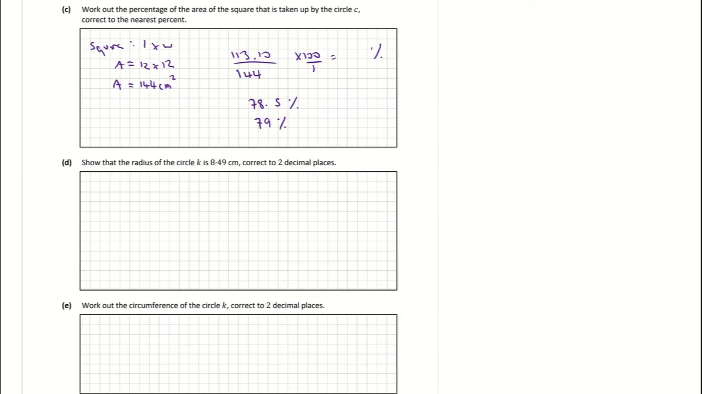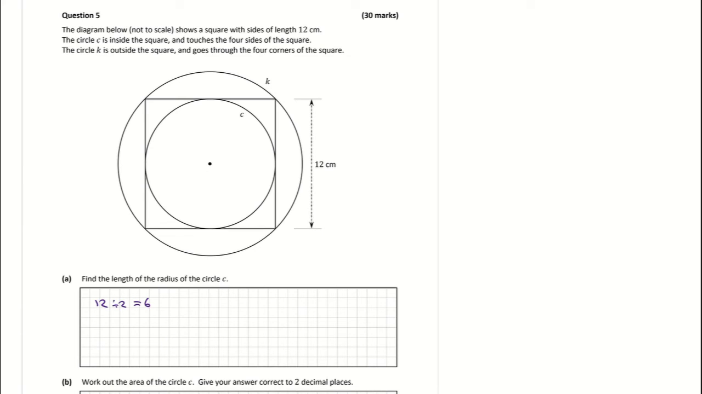Part D, show that the radius of the circle K is 8.49. So let's scroll back up to the picture here. We're looking at circle K, and the radius is this line here in green. I'm going to break it into a triangle, because we know that this distance is 6 because it's half the 12, and this distance here is also 6. So I'm going to use Pythagoras theorem here to get the hypotenuse of that triangle.